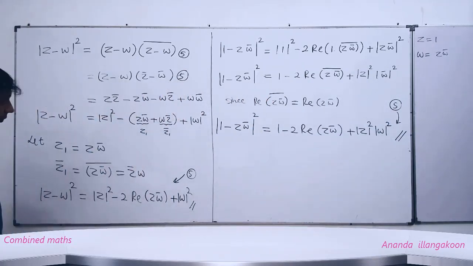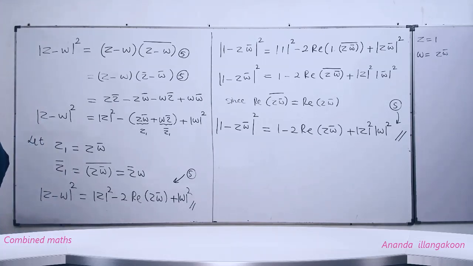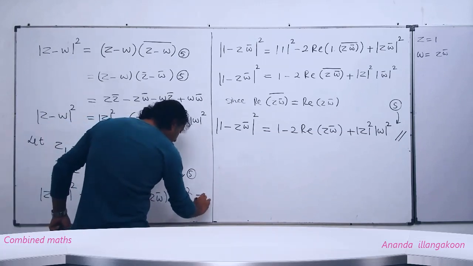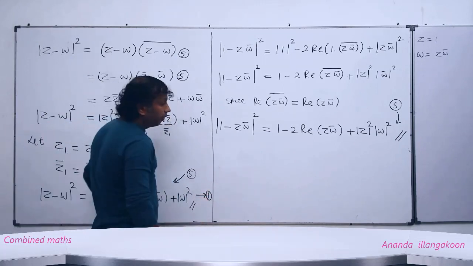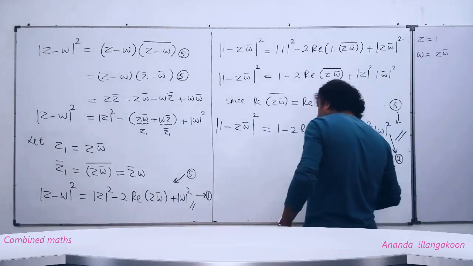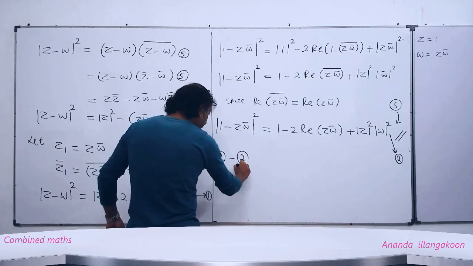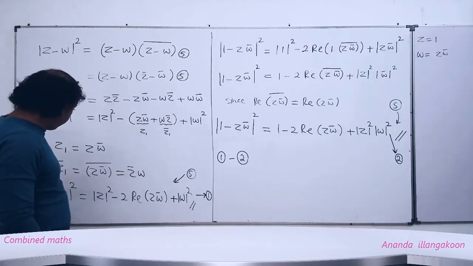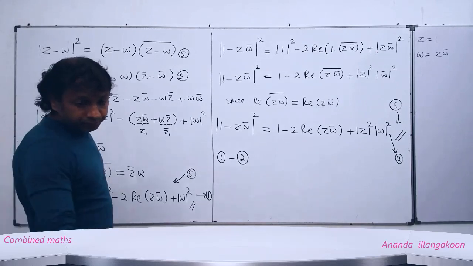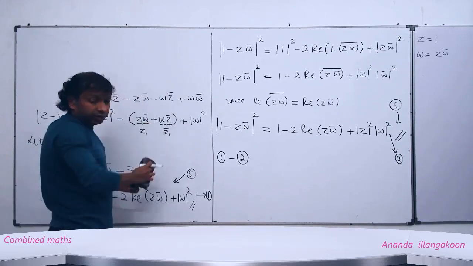Now, what is next? Next part asking this. And show that this answer. Show that this answer. Right. Then what we do is this, people. I am going to take this answer as number 1. This answer as number 2. Now take 1 minus 2. First take 1 minus 2, people. I take 1 minus 2.